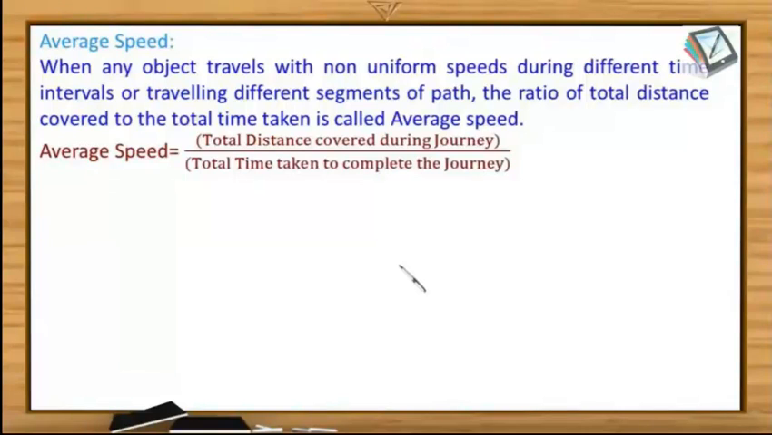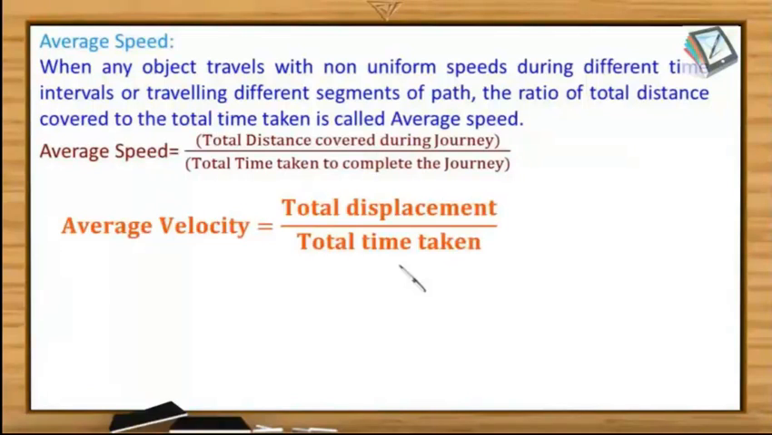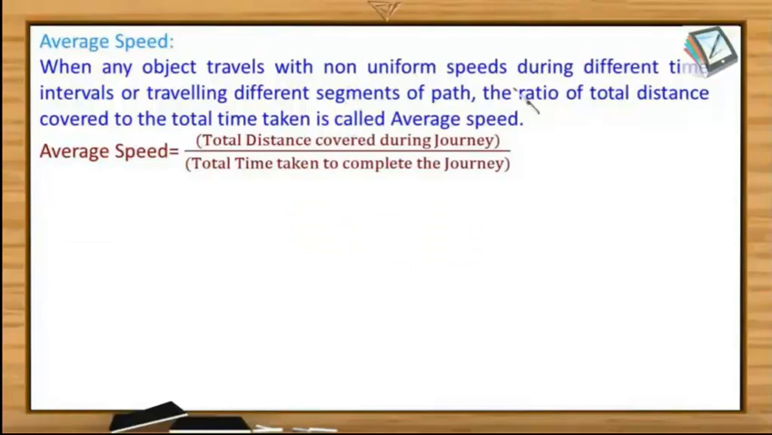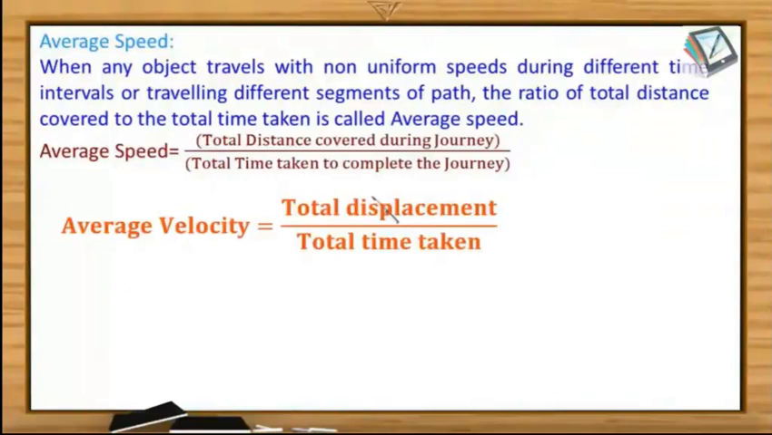And in the same way, we can find the average velocity also, that is total displacement divided by total time. Alright, so average means that particular constant value which will attain the same distance in case of speed, or same displacement in case of velocity, as is done by the actual case. So when an object travels with non-uniform speeds during different time intervals or traveling different segments of path, then the ratio of the total distance covered to the total time taken is called the average speed. And similarly, the same definition can be formed for the average velocity.